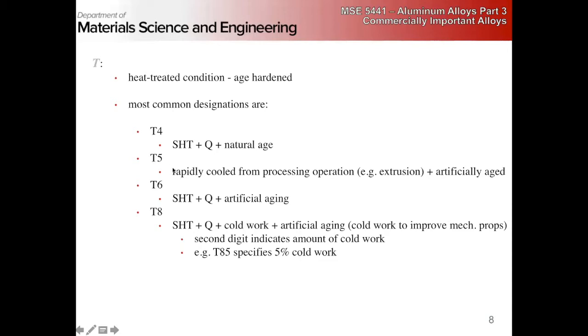T5 means we rapidly cool from a processing operation, such as extrusion, and then artificially age. And artificially age means a furnace age at an elevated temperature. T6 is solution heat treatment, quench, artificial aging. T8 is solution heat treatment, quench, cold work, artificial aging. The second digit indicates the amount of cold work. So T85 means solution heat treatment, quench, 5% cold work, and then an artificial age.